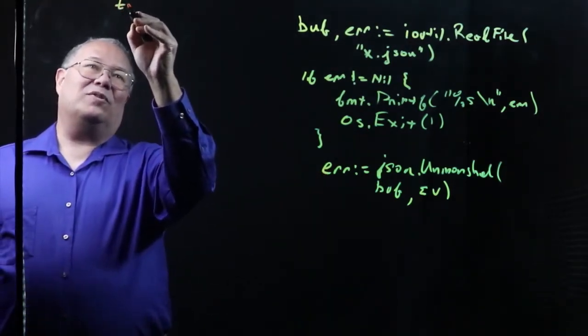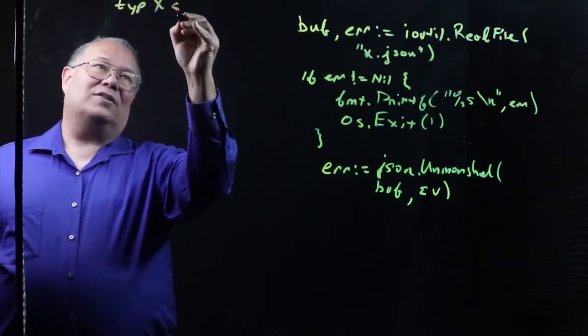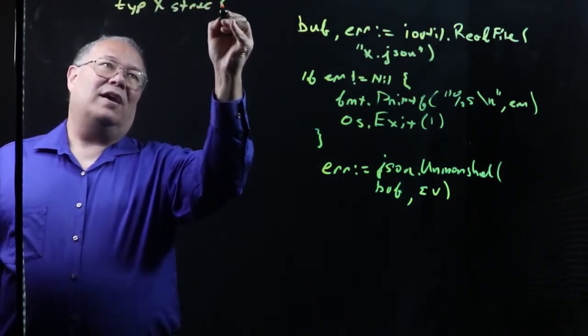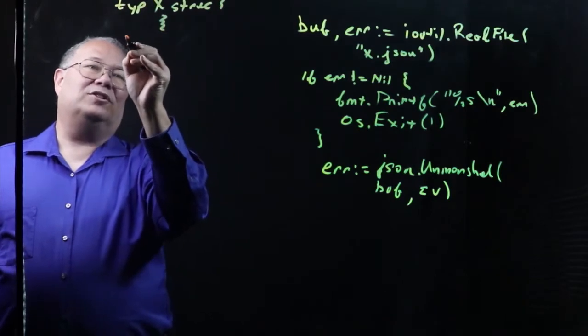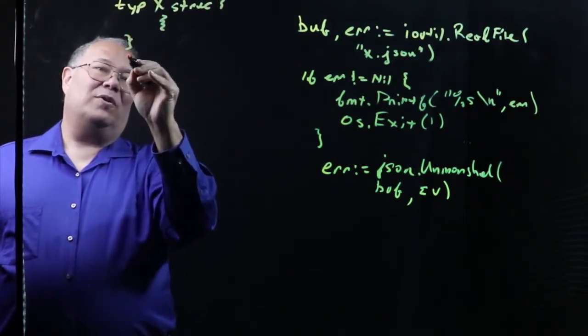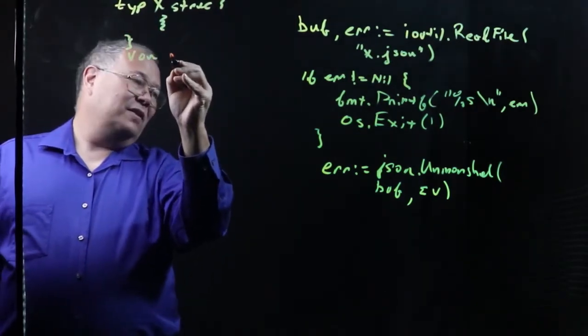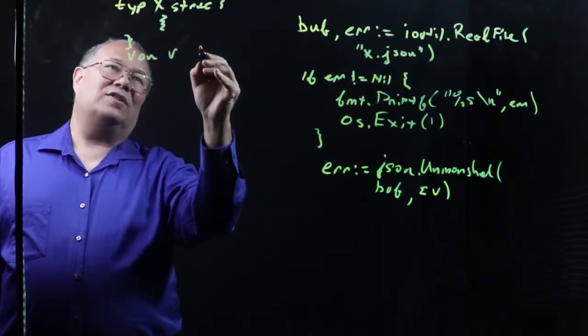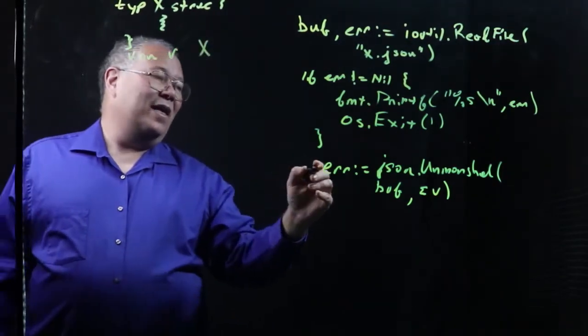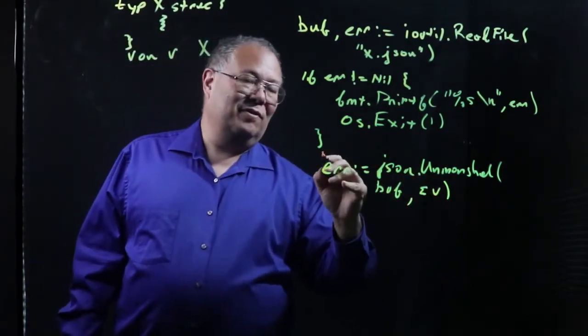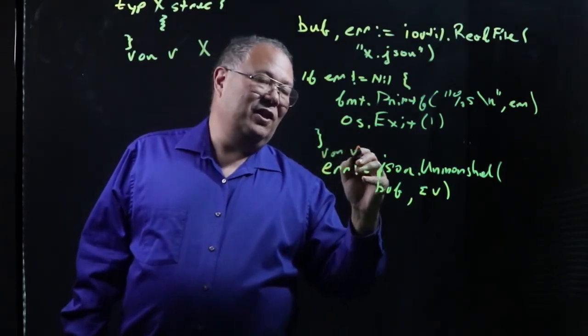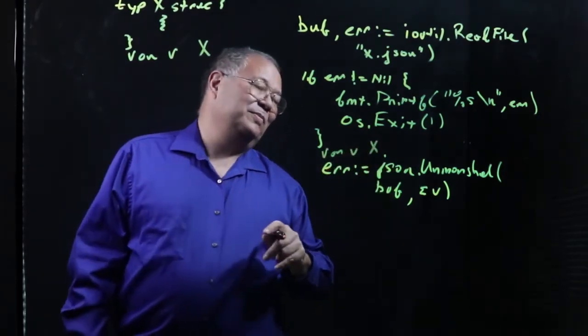Remember, we had some sort of a type X that's a struct, and we put some stuff in it that matched our JSON file. Well, here we're going to say var v of type X. And that's what we passed right here. Var v of type X.